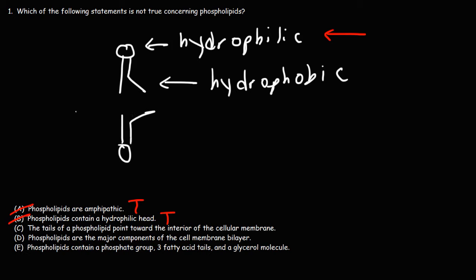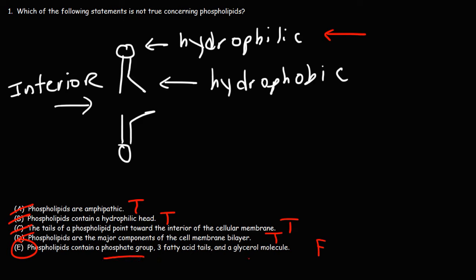The membrane looks like this, and as you can see, the tails are definitely in the interior of the membrane. Now, for answer choice D, phospholipids are the major components of the cell membrane bilayer. That is definitely a true statement. The only thing that's false is E. Phospholipids do contain a phosphate group, and they contain a glycerol molecule, but they don't have 3 fatty acid tails. They only have 2. And so that's why E is not true.